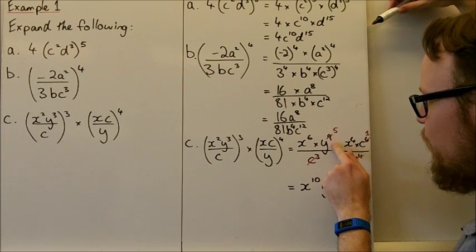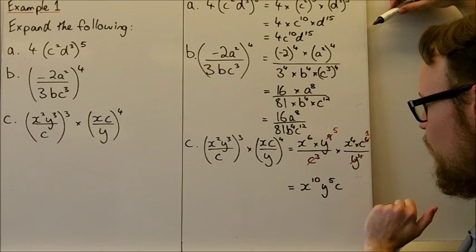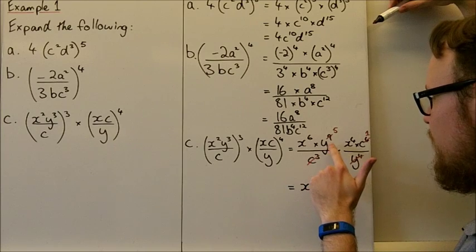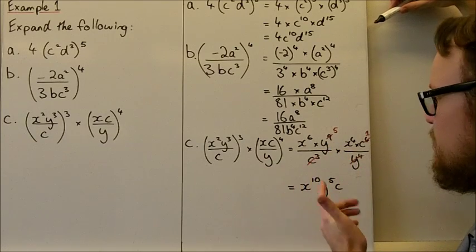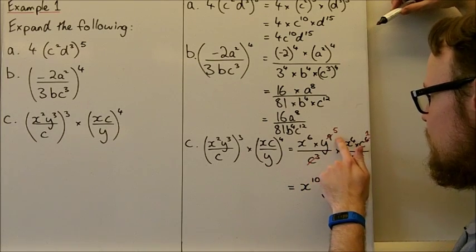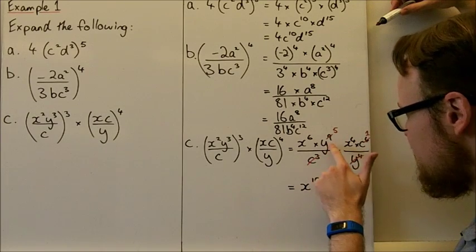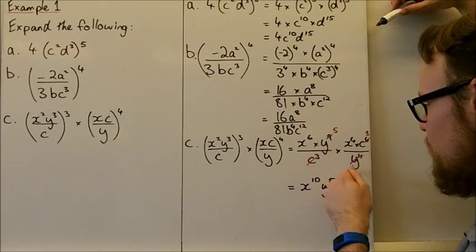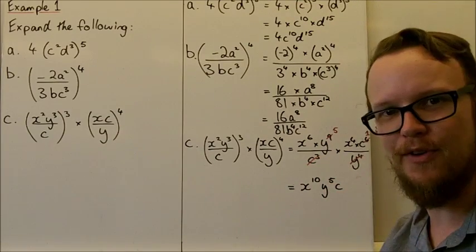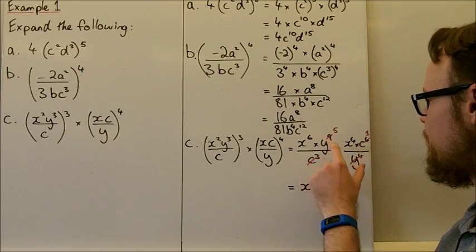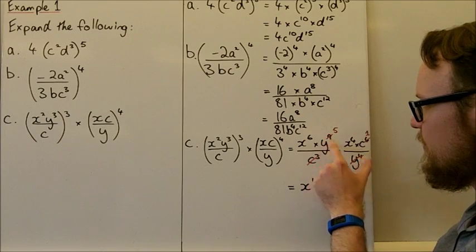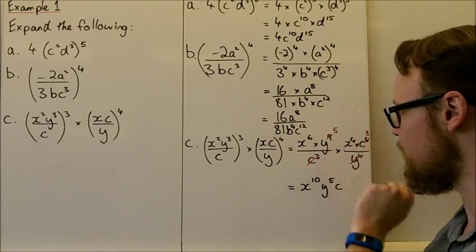Here I've got 9 y's on the top and 4 y's on the bottom. So I can use essentially index law 2 to cancel those out. 9 minus 4 is going to be 5. I'm cancelling out because there are y's on the top divided by y's on the bottom. Y divided by y is going to be 1. So 4 of those y's are going to cancel, and we're going to be left with only 5 on the top there.